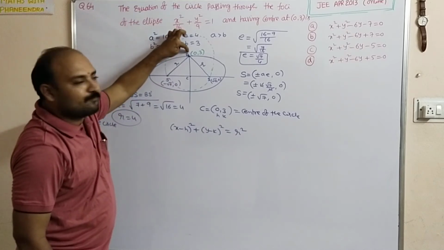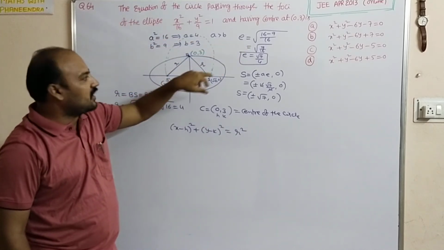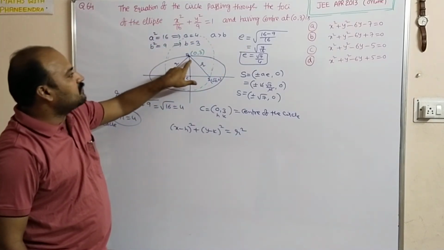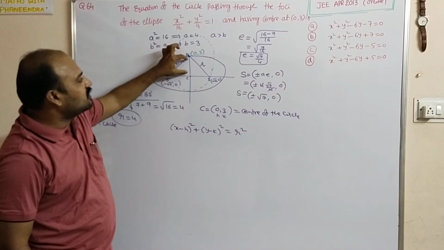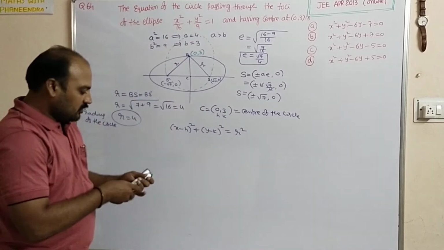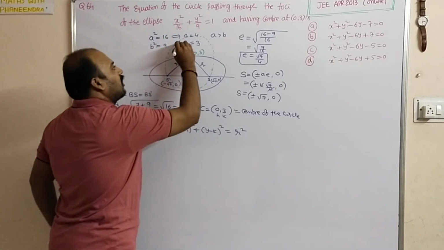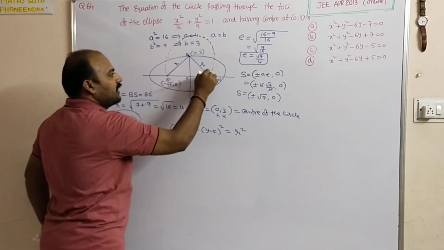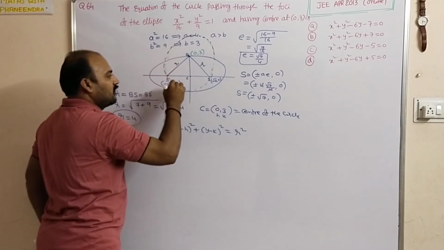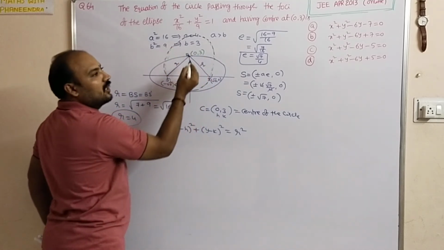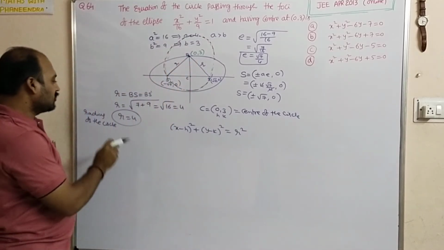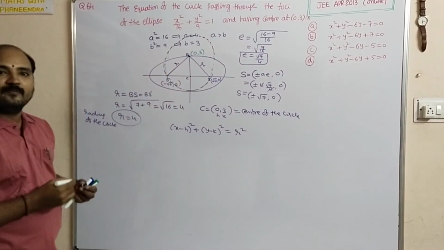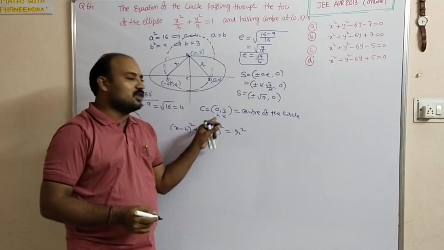The center (0, 3) is given, and (0, 3) lies on the y-axis. It is absolutely the semi-minor axis also, 3 units. So (0, 3) lies on this. The required equation of circle, the dotted circle we are drawing here, is passing through the foci and with center (0, 3). So from here to here or from here to here this is equal to the radius. So radius of the circle r equal to 4 and center is (0, 3).